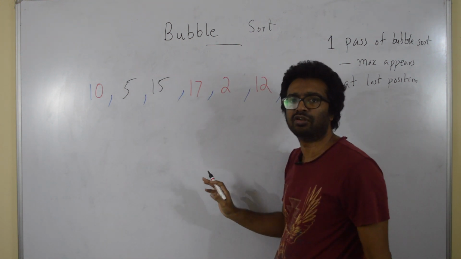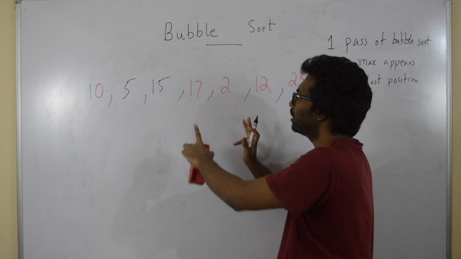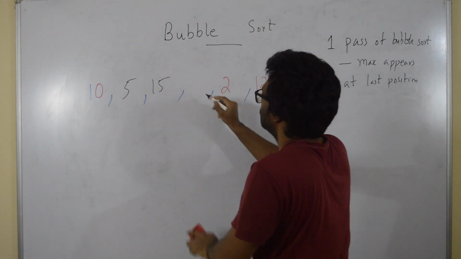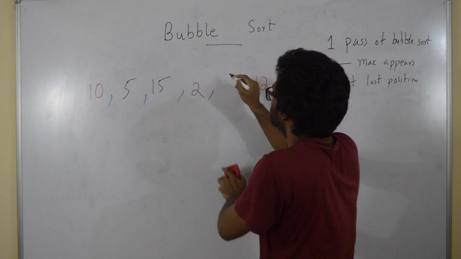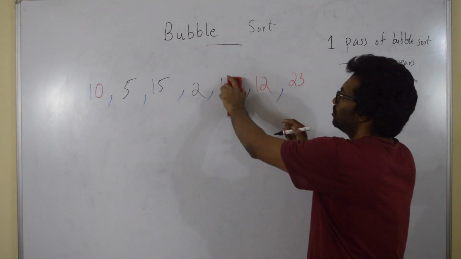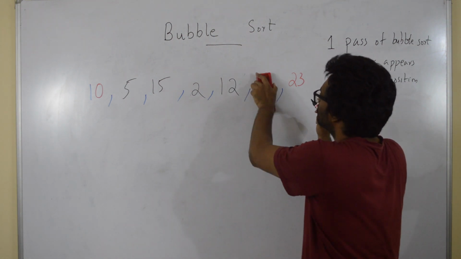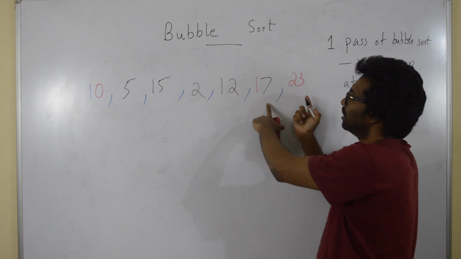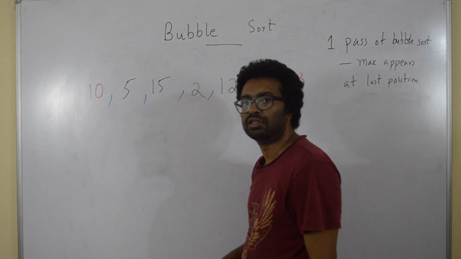17 and 15, are they in order? Yes, they are in order, so we don't do anything. 2 and 17, are they in order? No, they are not in order, so we swap. 12, 17, are they in order? No, so swap. 17, 23, are they in order? Yes, they are in order, so done. This is the second pass.